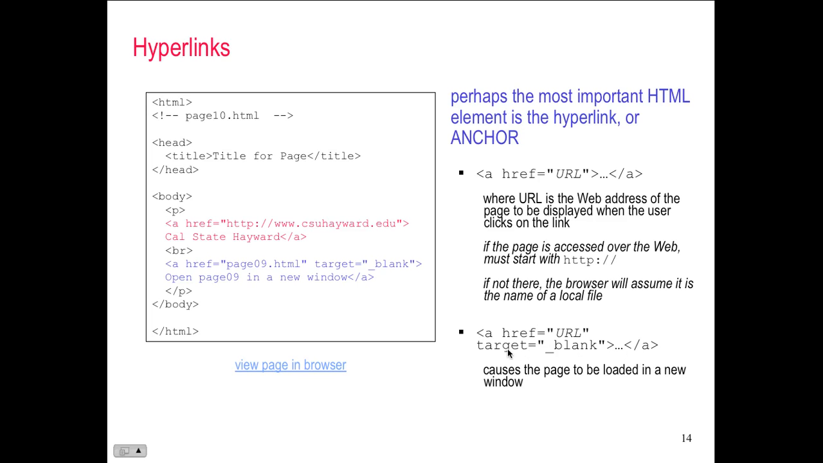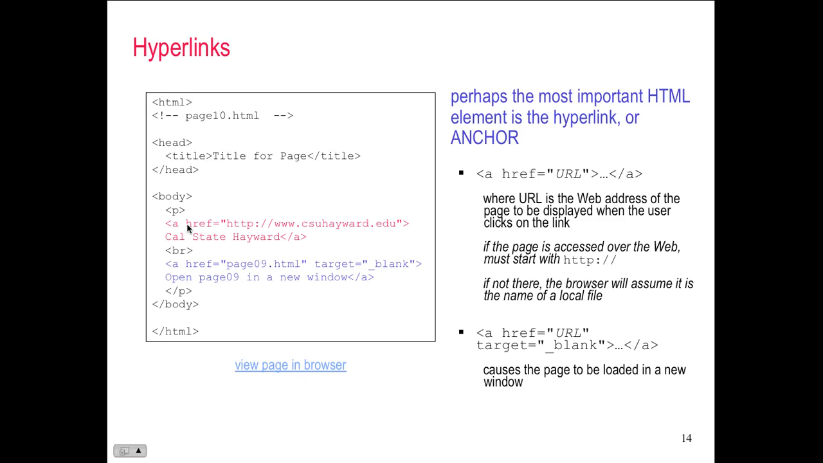If you go target is equal to _blank, it causes the page to load in a new window. So here we have another attribute, target equals _blank. Otherwise, the target, which is where you're going, is going to load in the same page. So usually people want to know, how in the world do I load it in a different page? Well, then use the _blank.